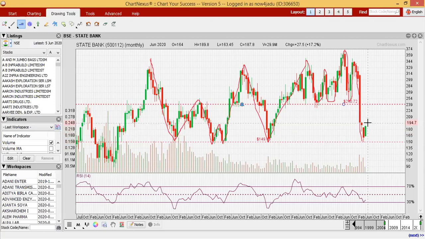So again, here also we can expect a move up to this level, but I am not saying there is a surety that it will go to the 240 level. There is a chance that it can go up to the 240 level. But we will have to be very careful at that level. Obviously, we will have to.